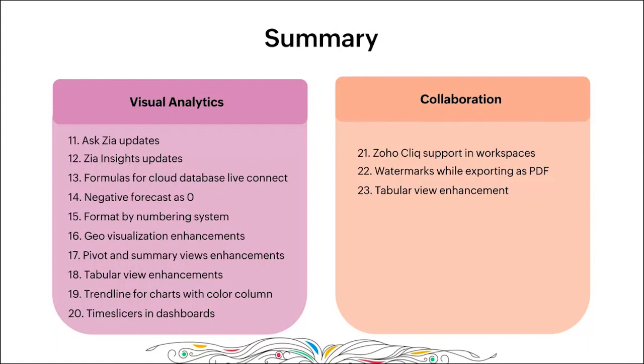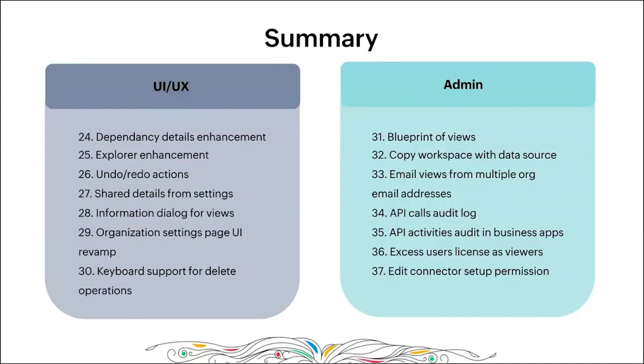For visual analytics, we had a bunch of updates, right from our ZIA and ZIA Insights updates, all the way through the negative forecast being represented as 0, some geo-visualization enhancements, pivot tabular view enhancements, and finally add trend lines for charts with a color column and time slicers in dashboards. As for collaboration, we looked at the Zoho Cliq support in workspaces, exporting dashboards as a PDF with watermarks, and finally a couple of tabular view enhancements.